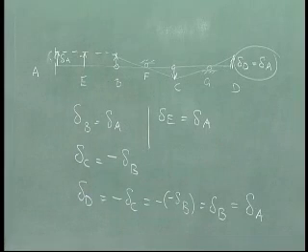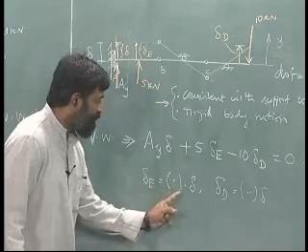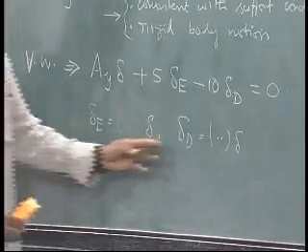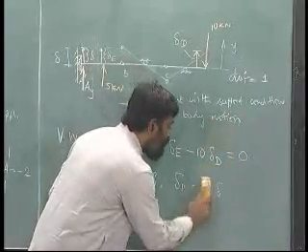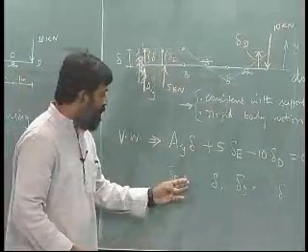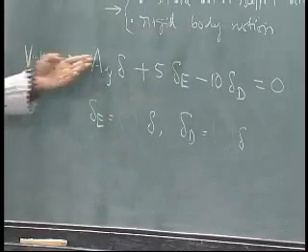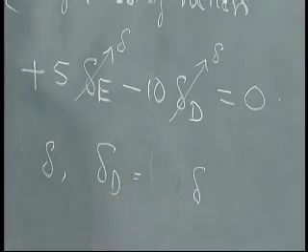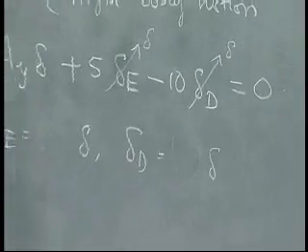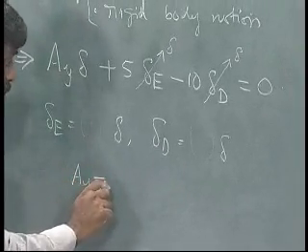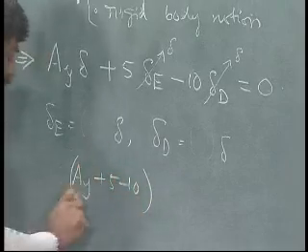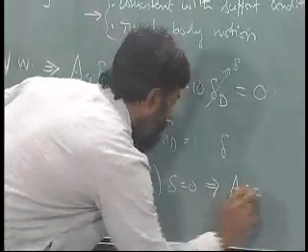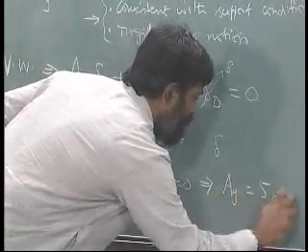I come back here. What do I know about this? Delta E is equal to 1 times delta. What is delta D in terms of delta A? It is 1 times delta A. Okay, remember positive, this is positive, this is positive. Now it is very simple, I just have to take this to be delta, this to be delta, and I get the answer immediately. So I have AY plus 5 minus 10 times delta equals 0, which implies AY equals 5 kilonewton.